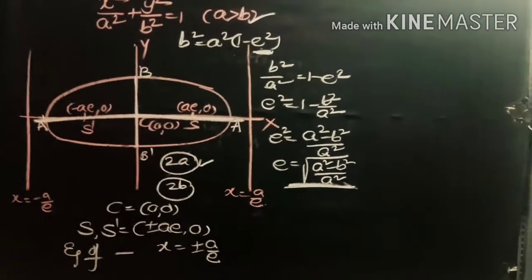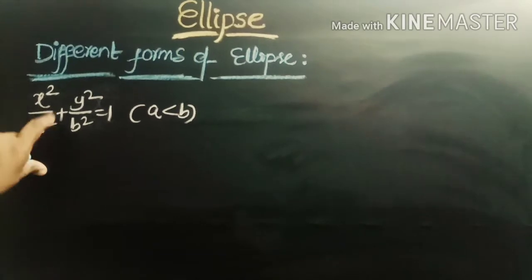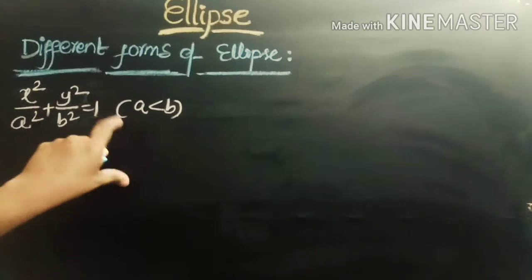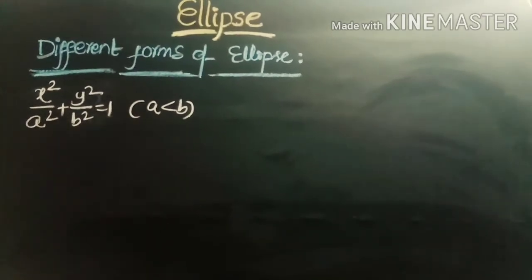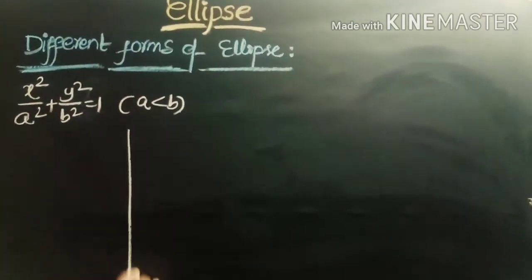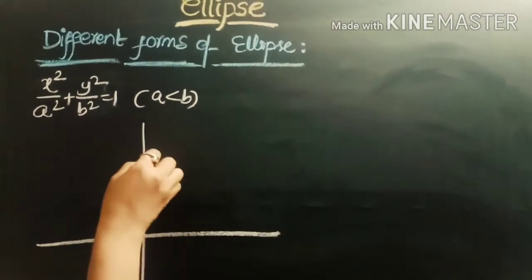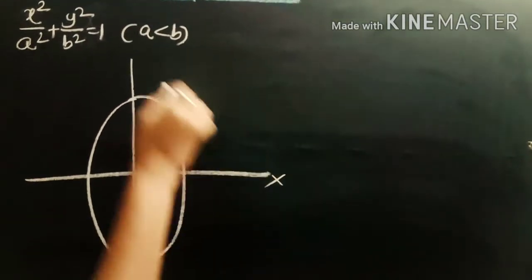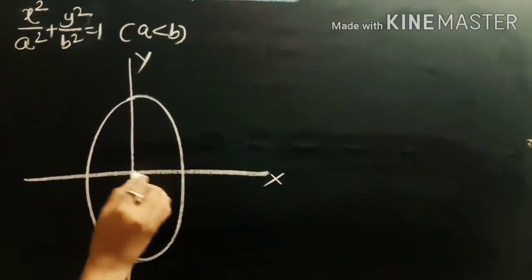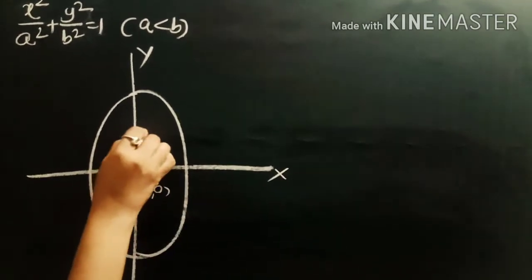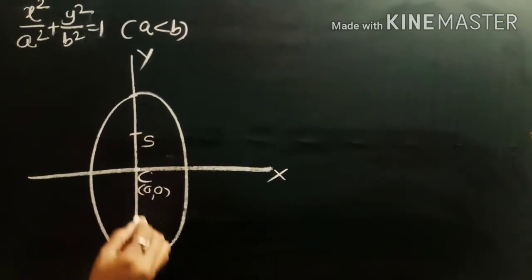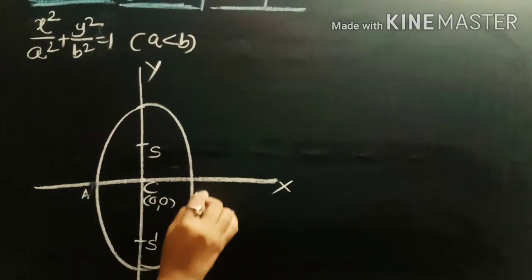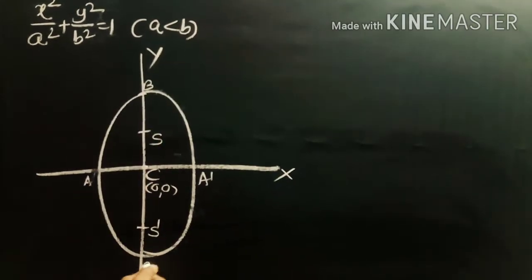Now coming to the second case, this is the second form, x square by a square plus y square by b square is equal to 1, with a less than b. In the first case we took a greater than b, but here we take a less than b, and in this case the graphical representation of the ellipse is like that. This is the ellipse. Here also this is the x-axis, this is the y-axis. Here also the center C is (0, 0), and the foci S, S dash lie on the y-axis here, and these are the points taken as A, A dash, and these are the points taken as B, B dash.